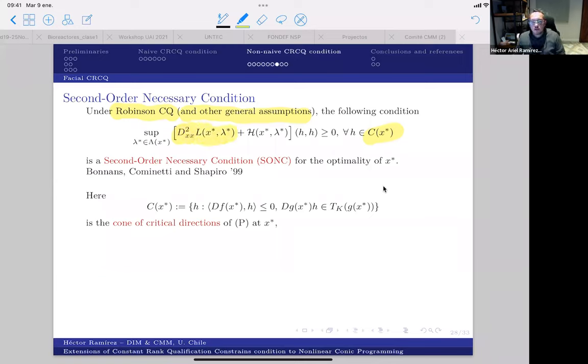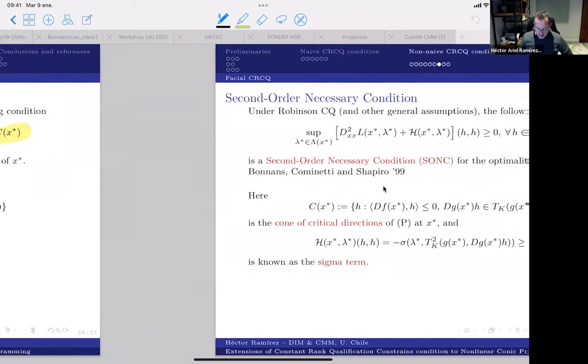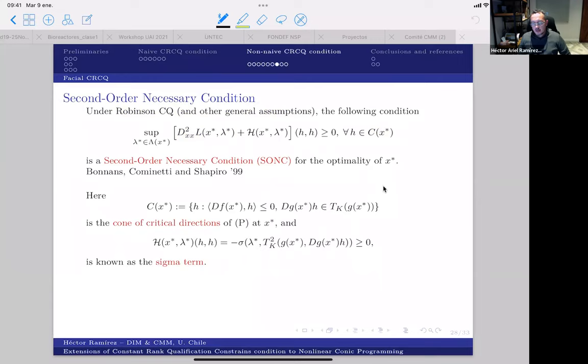If you teach optimization, you know that this condition is a second order condition. You require that the sup over all the Lagrange multipliers of the Hessian of the Lagrangian is a non-negative quadratic form for all critical directions, right? But the extra ingredient here is this quadratic form H, which is what is called in conic programming the sigma term. I'm not going to talk too much about that, but this somehow helps you because this quadratic form is always non-negative. Actually, when K is a polyhedron, this is zero, so you recover the classical result of linear programming.